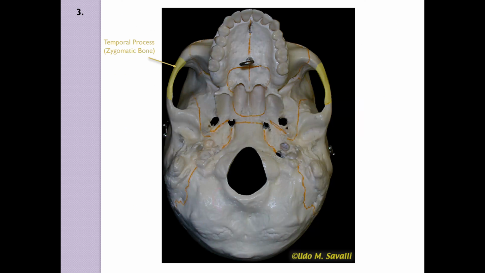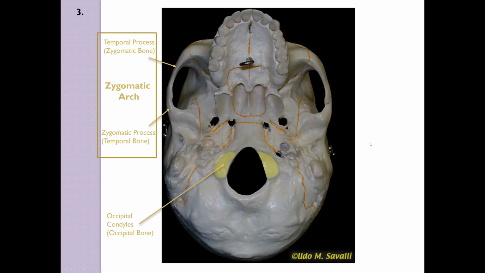So we'll start with the temporal process of the zygomatic bone. Again, this is a process on the zygomatic bone, and it's named because it touches the temporal bone. And then this is the zygomatic process of the temporal bone. Again, it's a process of the temporal bone that touches the zygomatic bone. And together, these two make up the zygomatic arch. So it is two separate bones, and you can see the suture line. It's a little bit darker yellow in this highlighted image. But together, those two processes make up the zygomatic arch.